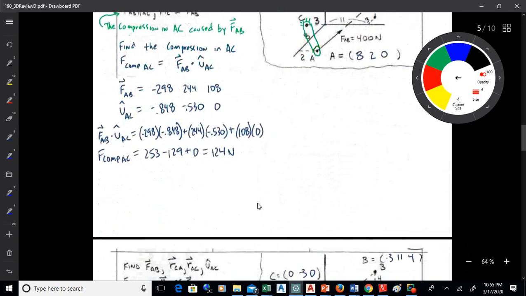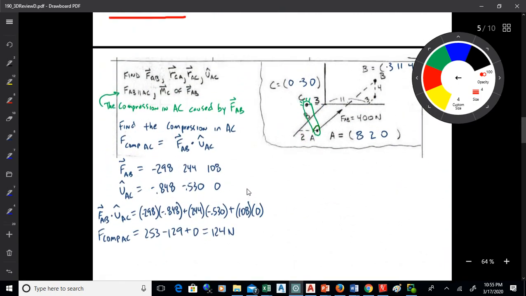Okay. All right, now we have position and unit vectors that we need. Now we can find the compression and the moment, okay? So to find the compression, we do a dot product. We dot FAB with UAC. To do a dot product, we take the force vector and the unit position vector from A to C. We multiply the like components together and add up the products. So you take these 3 products here, X component times X component, Y component times Y component, and Z component times Z component. You add them up and you'll get 124 newtons. That's the compression in AC that's caused by force AB.